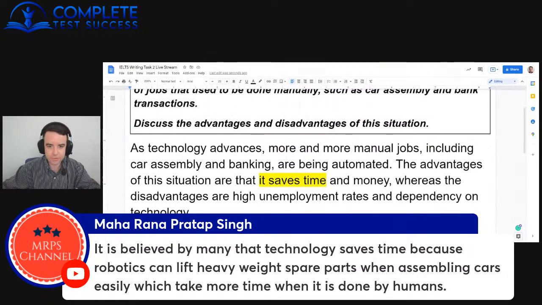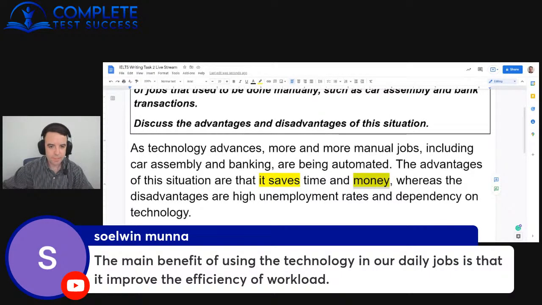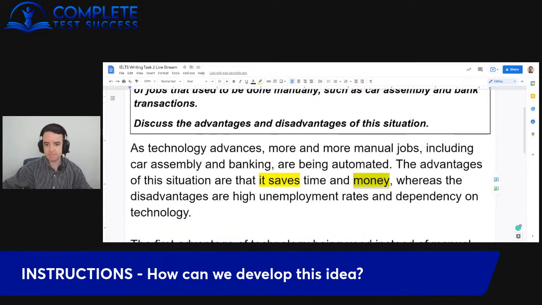So that brings us to it saves money. Okay, so same task for you again. This time, how can we develop this idea? It saves money. The main benefit of using technology in our daily jobs is that it improves the efficiency of workload. Yep, that would be fine as a main idea.